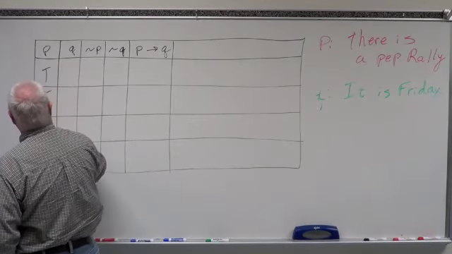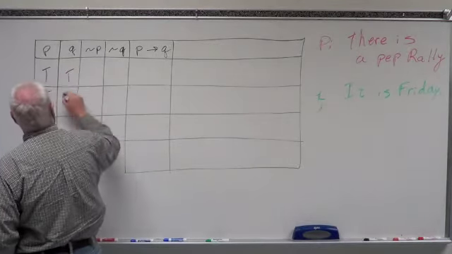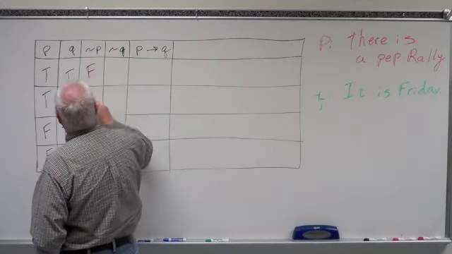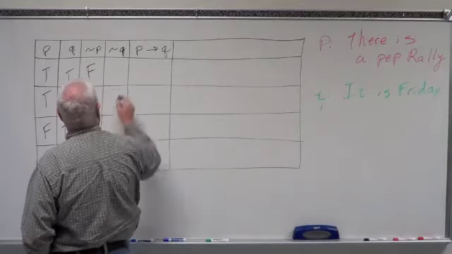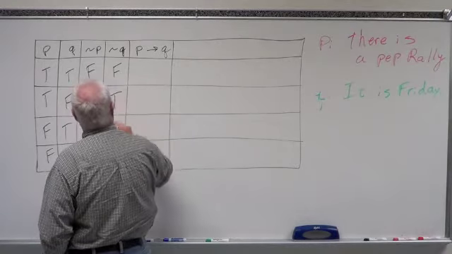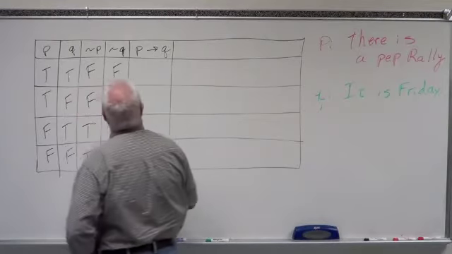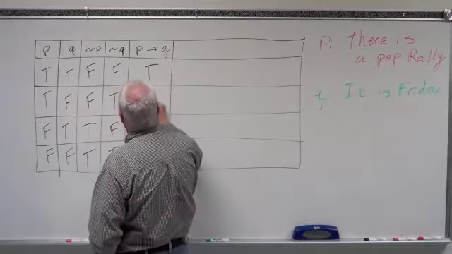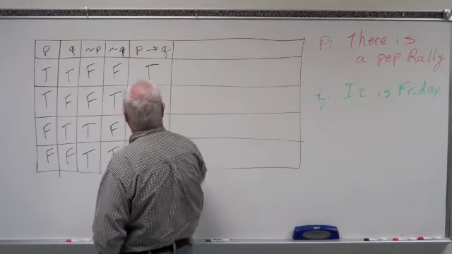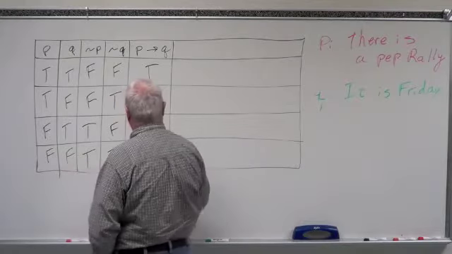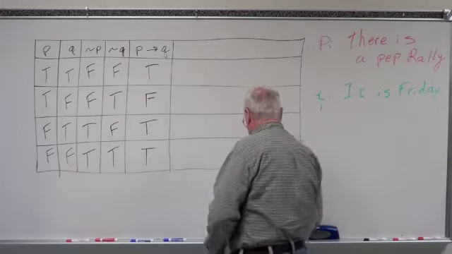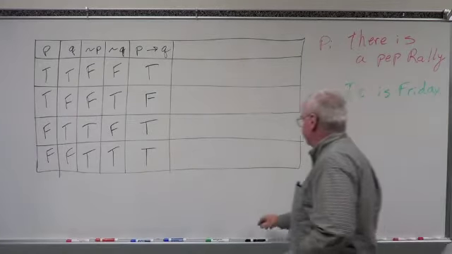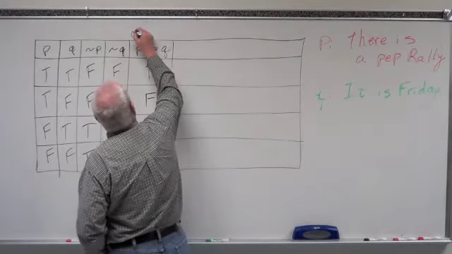Well, let's set this up again. TT, FF, TF, TF. What's this? FF, TT, FT, FT. These two are true. If the conclusion is false, it's false. If the conclusion is true, it's true. If they're both false, then the conditional is true. Now, we can also do, this is called the conditional.